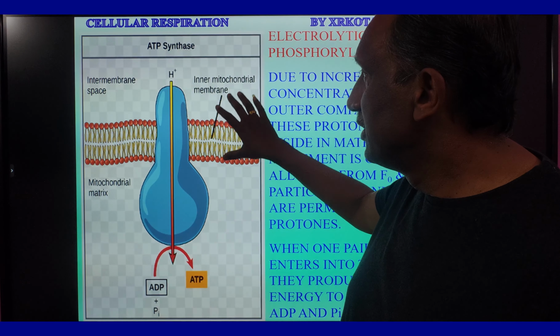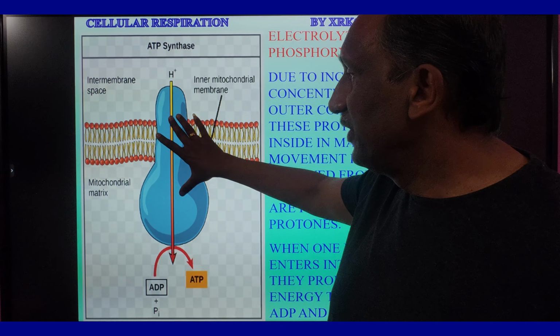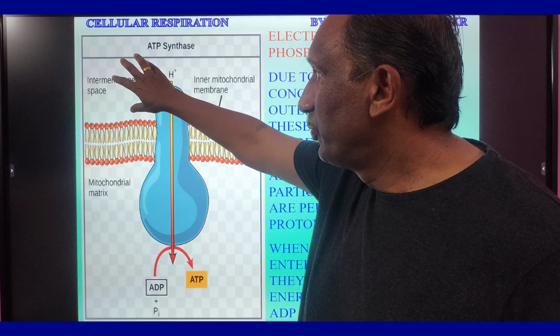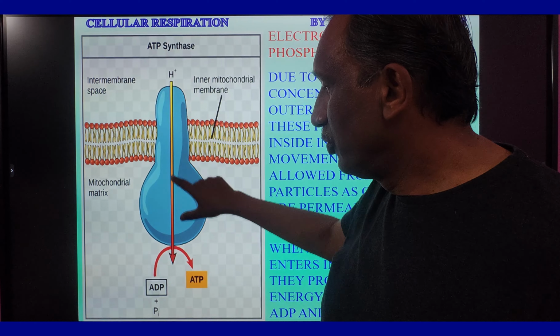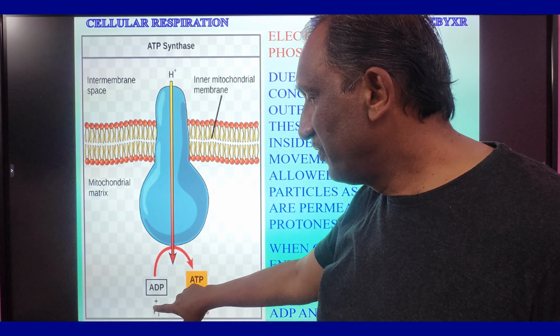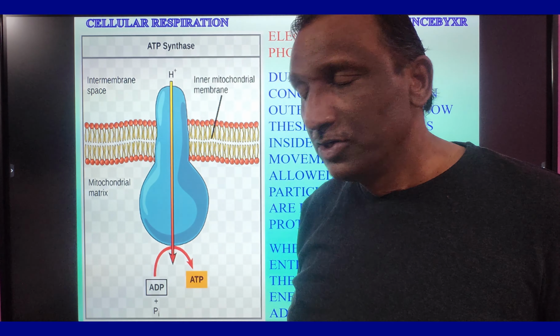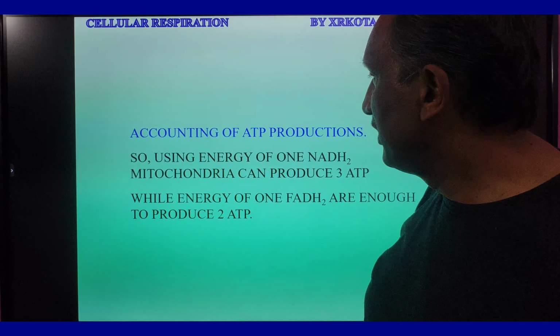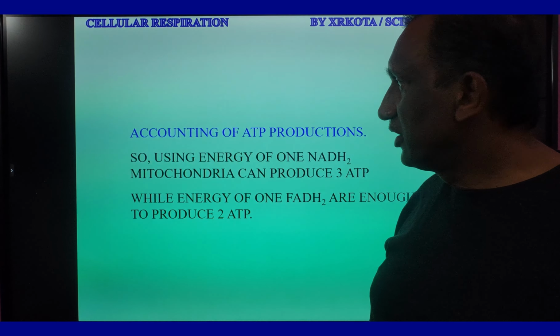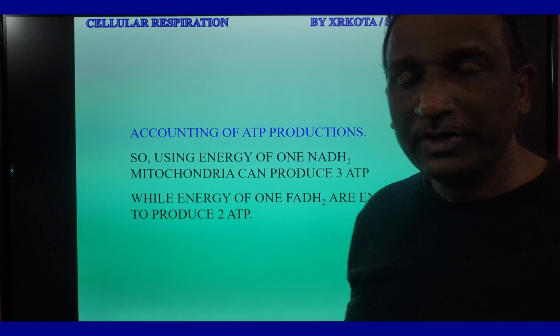Inner membrane space, intermitochondrial membrane, F0F1 particles, large number of protons are there. One pair of protons जब वहां से अंदर आ रहे हैं, so they have enough energy to convert one ADP and phosphate into one ATP. So अगर आपको ये समझ आ गया तो let's see the accounting of ATP produced.